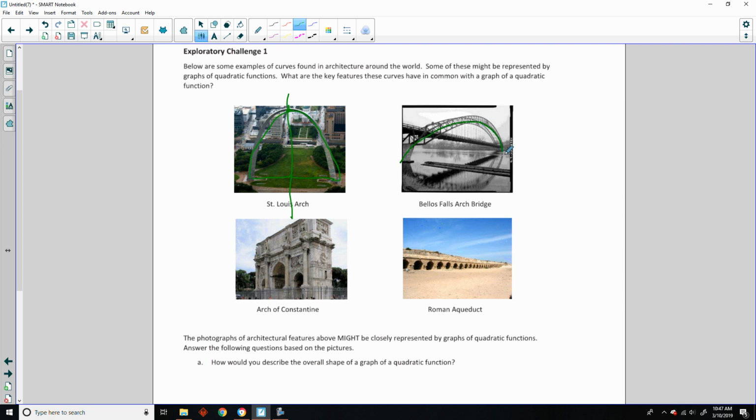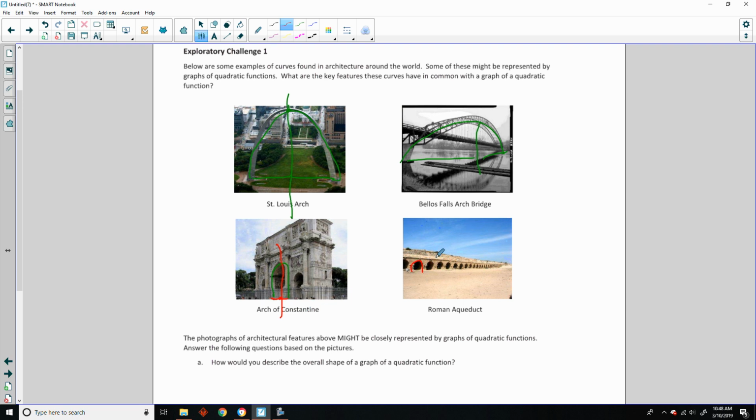This arch, obviously, we're looking at it at an angle, so it doesn't appear to be symmetrical, but if we were on a boat in the water, then we would see that at this point right here, the distance from here to here and the distance from there to there is equal. Okay, the arch of Constantine, if we did this, and then the vertex would be through the middle here. So if we were standing right in the middle of this arch, we would be the same distance from the left wall as we would be the right wall.